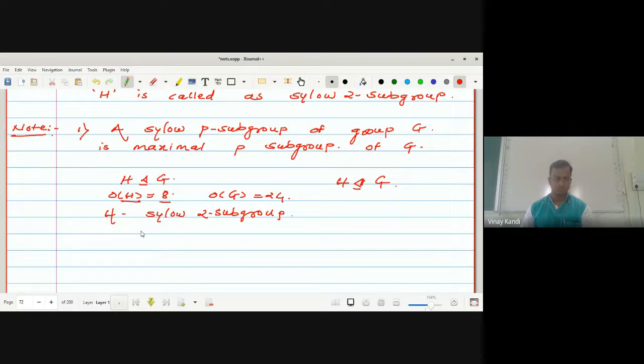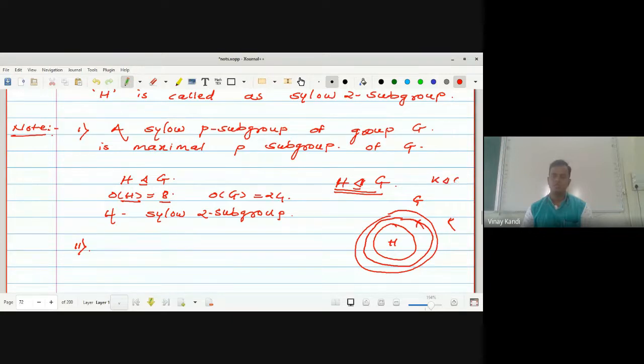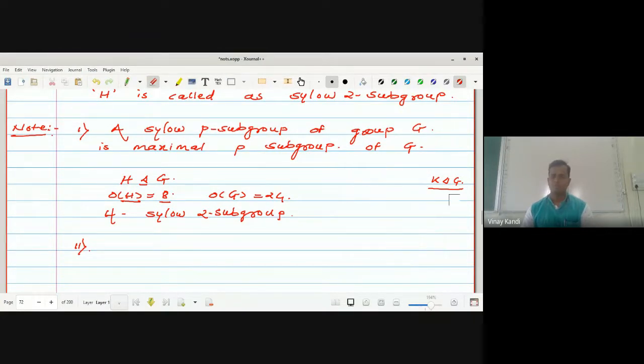Any doubt? No, sir. Okay, and the second one. What is the maximal normal subgroup? There does not exist any subgroup in between H and G such that the subgroup will be normal in G. That is, no such subgroup exists in between H and G. Suppose this one is H, and suppose this is G. There does not exist any K such that this K is normal in G. That means this H is the largest maximal normal subgroup of G. Okay, now the second note.